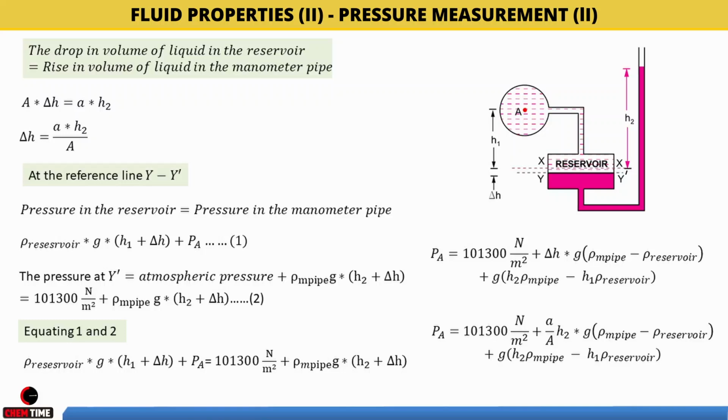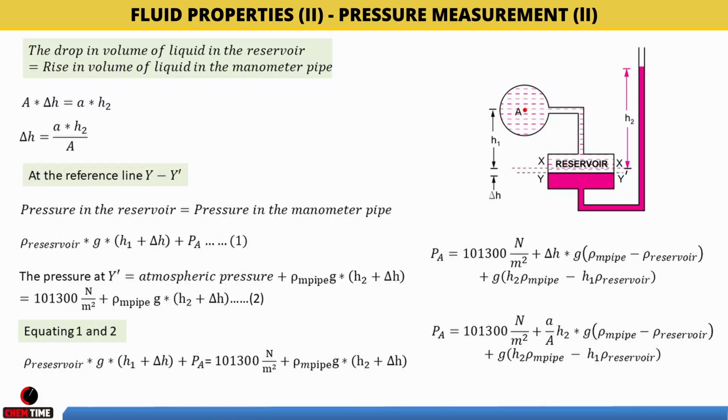But the reference line is taken as YY', where the pressure at Y becomes equal to the pressure at Y'. And this is the principle that is adopted for calculation of the pressure differential for any manometer. The pressure in the reservoir will be equal to the pressure in the manometer. So the pressure in the reservoir will be equal to the density of the fluid in the reservoir, denoted as rho reservoir, into g into H1 plus delta H, plus PA. PA is the pressure in the reservoir.